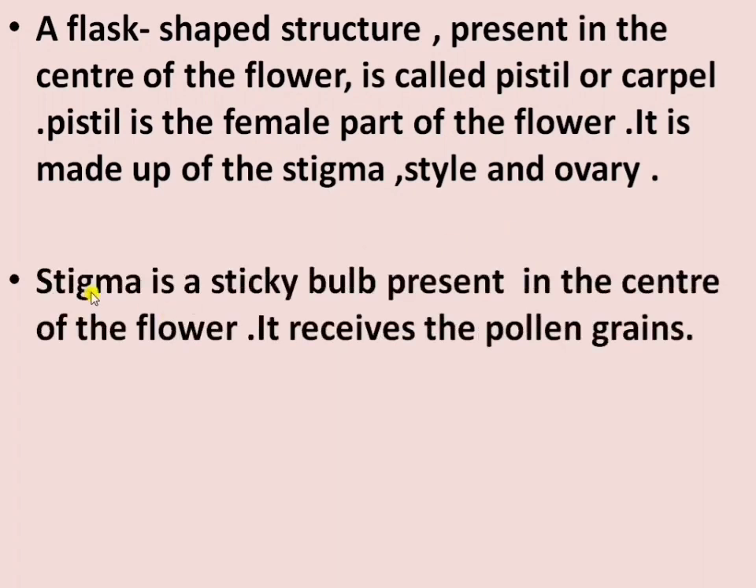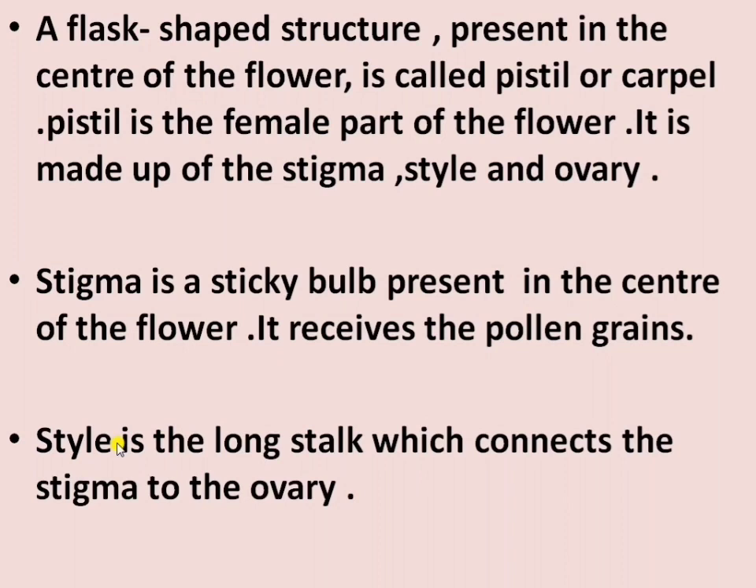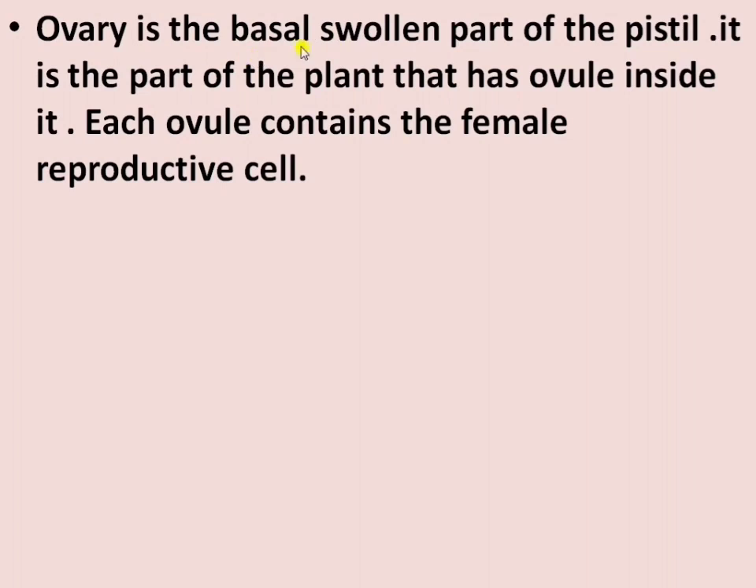Next is stigma. Stigma is the sticky bulb present in the center of the flower. It receives the male part of the flower, that is, pollen grains. Then style. Style is the long stalk which connects the stigma to the ovary. The third part is ovary. Ovary is the basal swollen part of the pistil. It is the part that has ovules inside it. Each ovule contains the female reproductive cell.